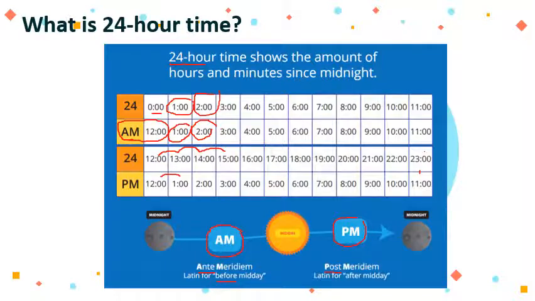With 24-hour time, we don't have the AM and PM. We don't need to have that because we just have 24 hours. So if it's 13 hours, we know we're in the PM, or if it's 12 hours, we know we're in the PM. Anything before that, it's in the AM.